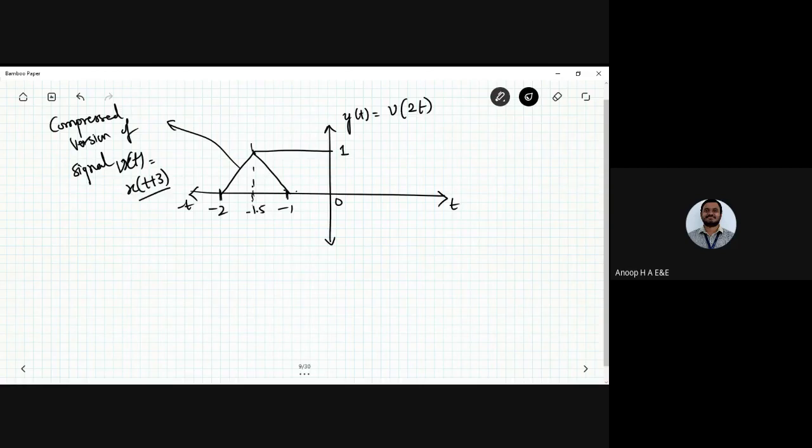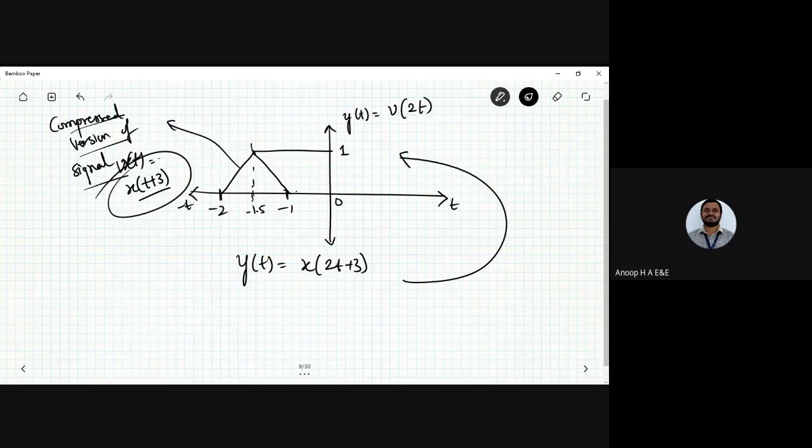Okay, so that is x of t plus 3. So y of t, that would be x of 2t plus 3, and it can be written in this format. This is nothing but the compressed version of the signal v of t, that is x of t plus 3. This is how I can write it, or I can apply the precedence rule.